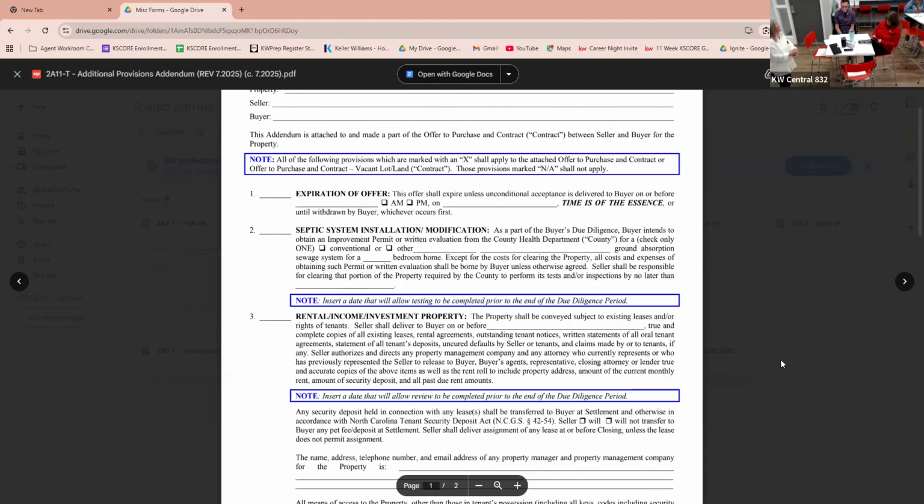Automatically. Yes, nothing needs to happen. Believe it or not, there's not a form for that. It just automatically happens. So use that wisely, I would say.